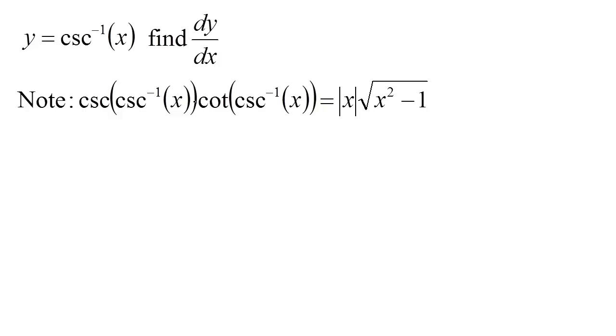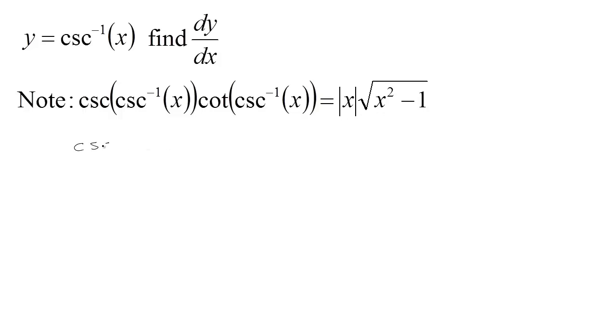Again, the cosecant of the cosecant inverse of x is x, but we get this absolute value because of a consideration here. Cosecant inverse, since it's related to the sine, gives you an angle between minus pi halves and pi halves, and in that range the cotangent is sometimes positive and sometimes negative, and so we have to consider some cases, and it turns out this is the right thing.